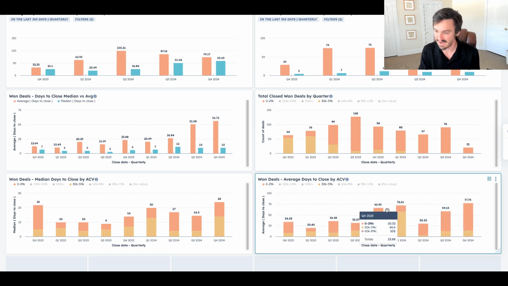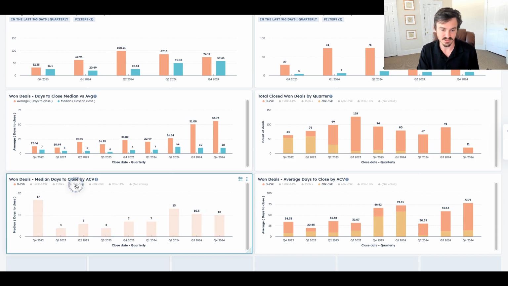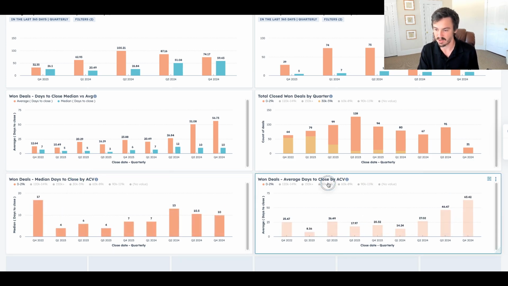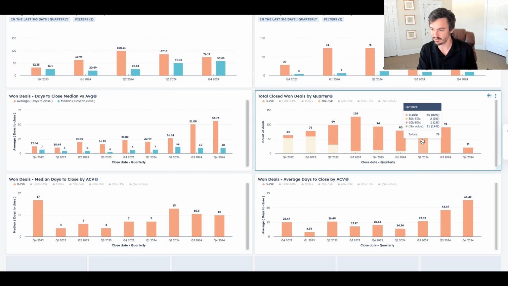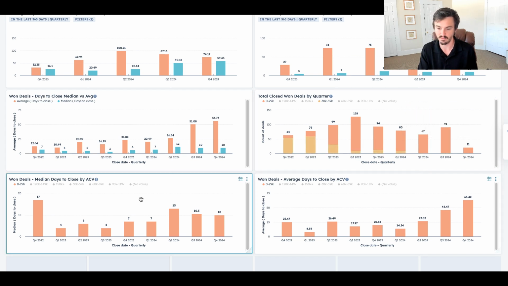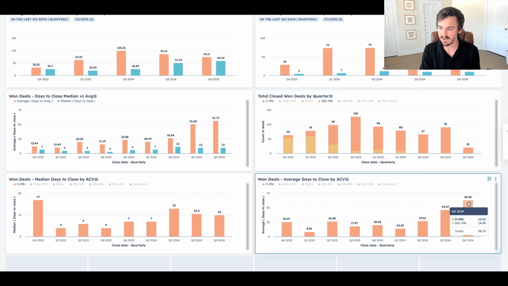Let me uncheck the average as well. Then we can see the average. And let's say we're just going to look at the 0 to 29K, because that's the problem area we're looking at. That's the majority of deals in Q2, Q3, and Q4. We can see here that the median days to close has spiked. We're at 13 days for that, and then it went back down to 10, right? So we're still much higher than 2023. But then the average is going way up here.